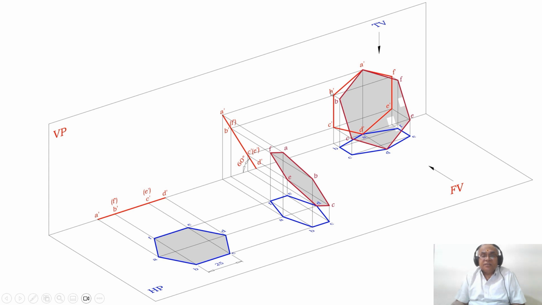such that it is perpendicular to HP, but it is not perpendicular to HP because BC is inclined to HP. But what happens, B dash and C dash appear to be perpendicular. Similarly, BC also appears to be perpendicular to VP. So this is how you will be able to analyze this problem by using the three dimensions.